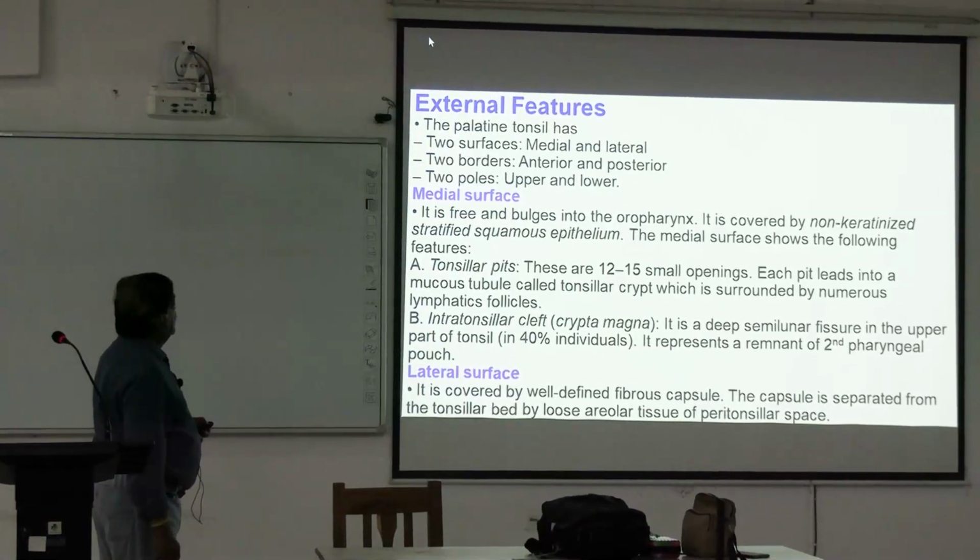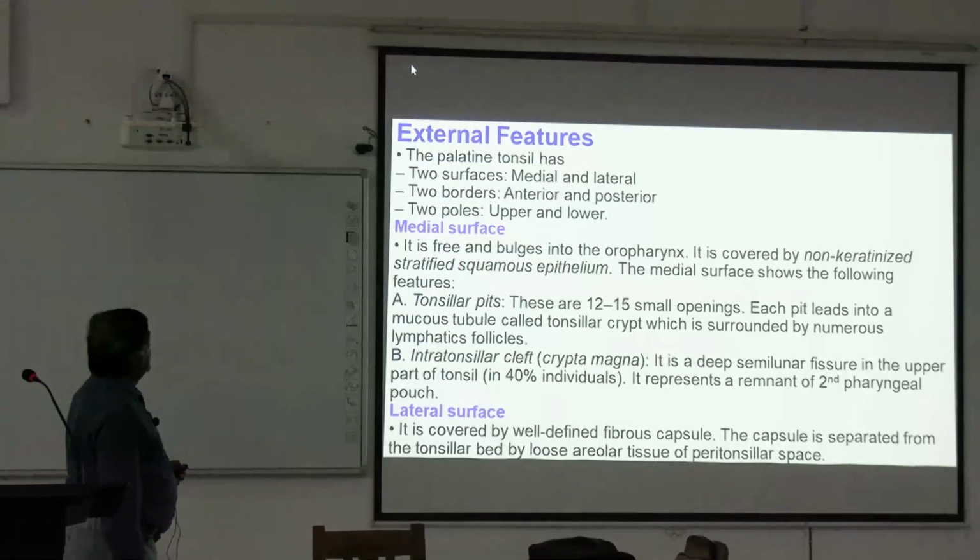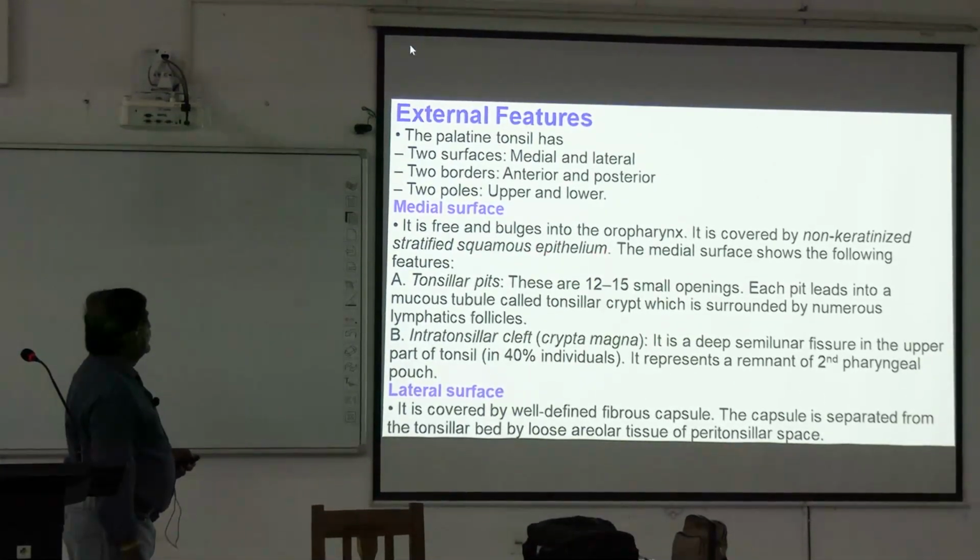Medial surface: it is free and bulges into the oropharynx. It is covered by non-keratinized stratified squamous epithelium. The medial surface shows the following features. The tonsillar pits, these are 12 to 15 small openings. Each pit leads into a mucous tubule called a tonsillar crypt, which is surrounded by numerous lymphatic follicles.